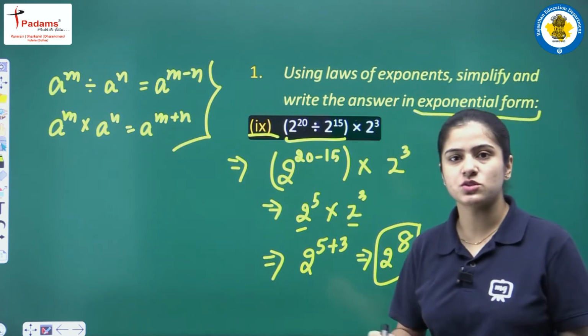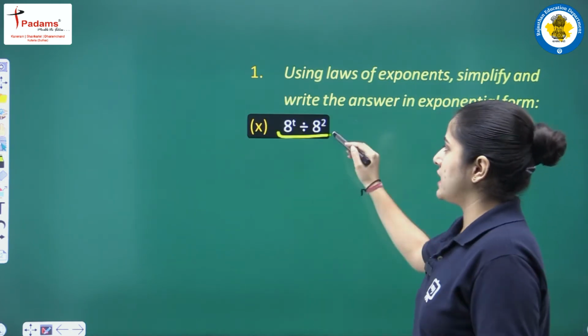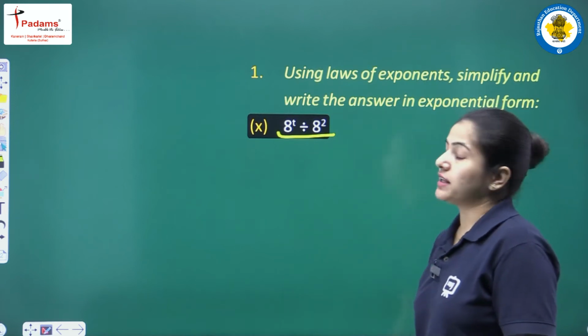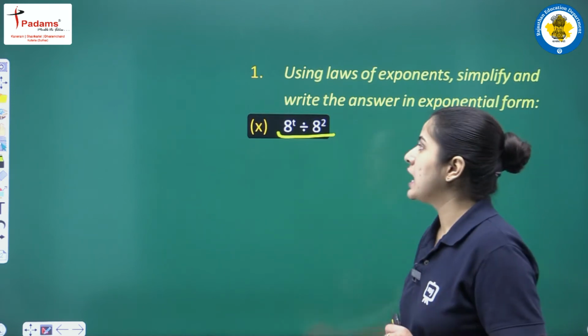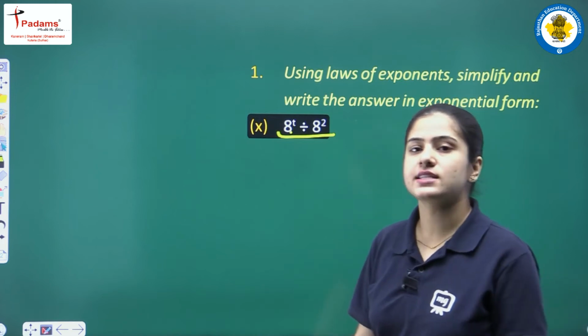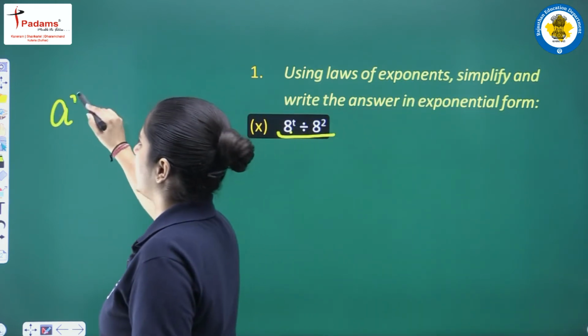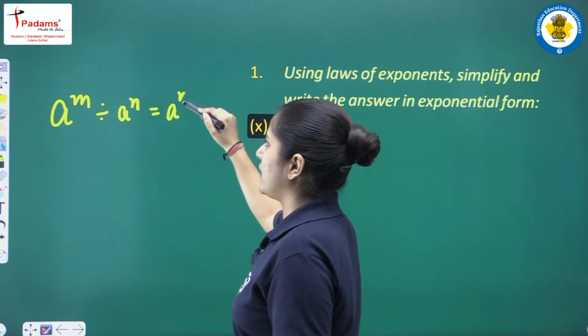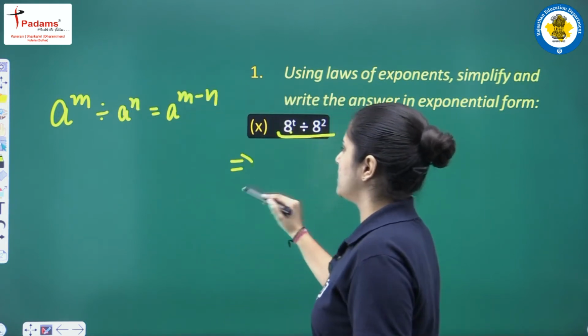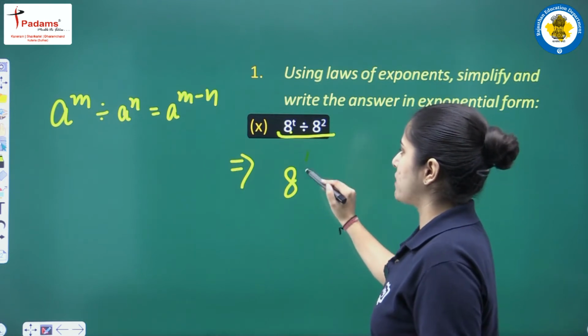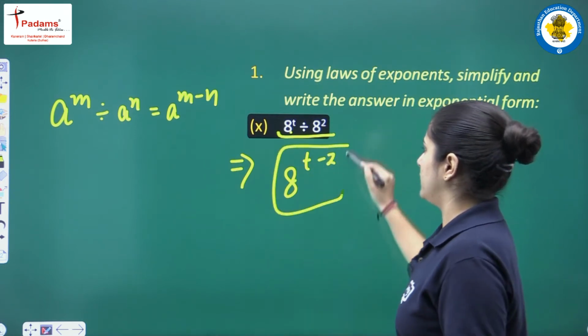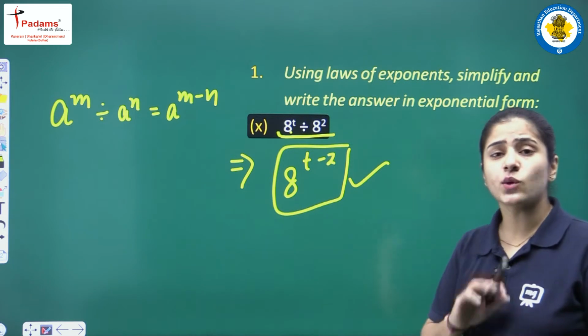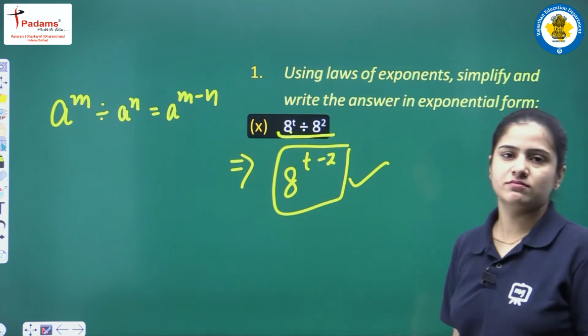Looking at the next question students, part 10, 8 raised to power t divided by 8 raised to power 2. The base is same and division is there, then we have to use the formula a raised to power m divided by a raised to power n, that is equals to a raised to power m minus n, right? So this is 8 raised to power t minus 2, and this is your answer. So simple, you have to just put the law, right?